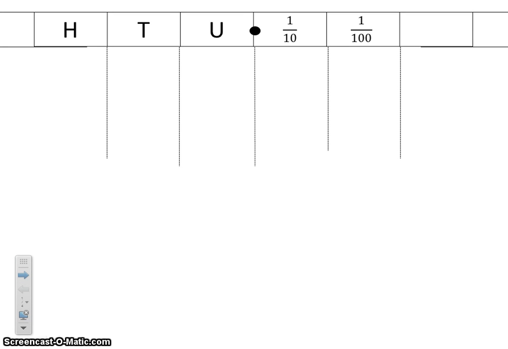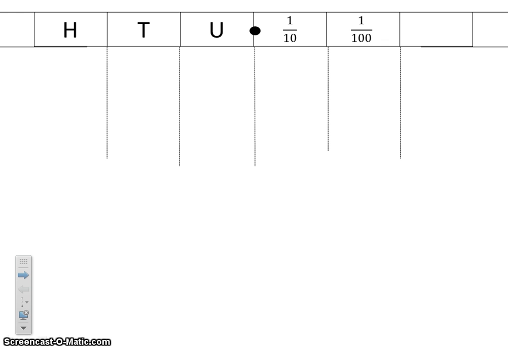Okay, hello. What we're going to do today is try and get the relationship between tenths and decimal places, and to show basically what actually happens when we multiply decimals, just in the first basic form.